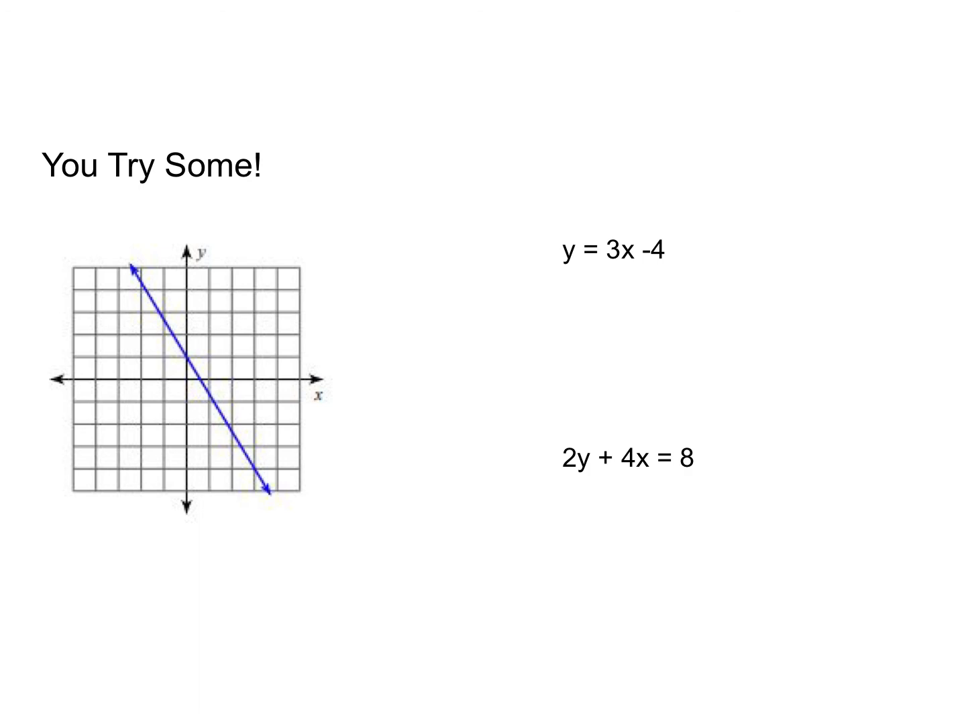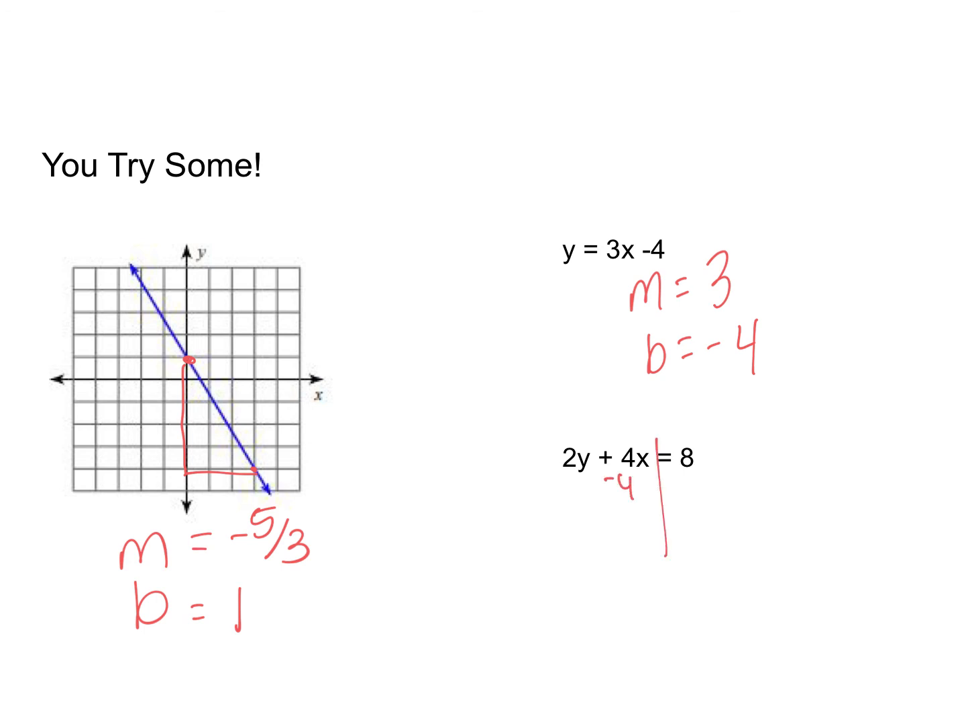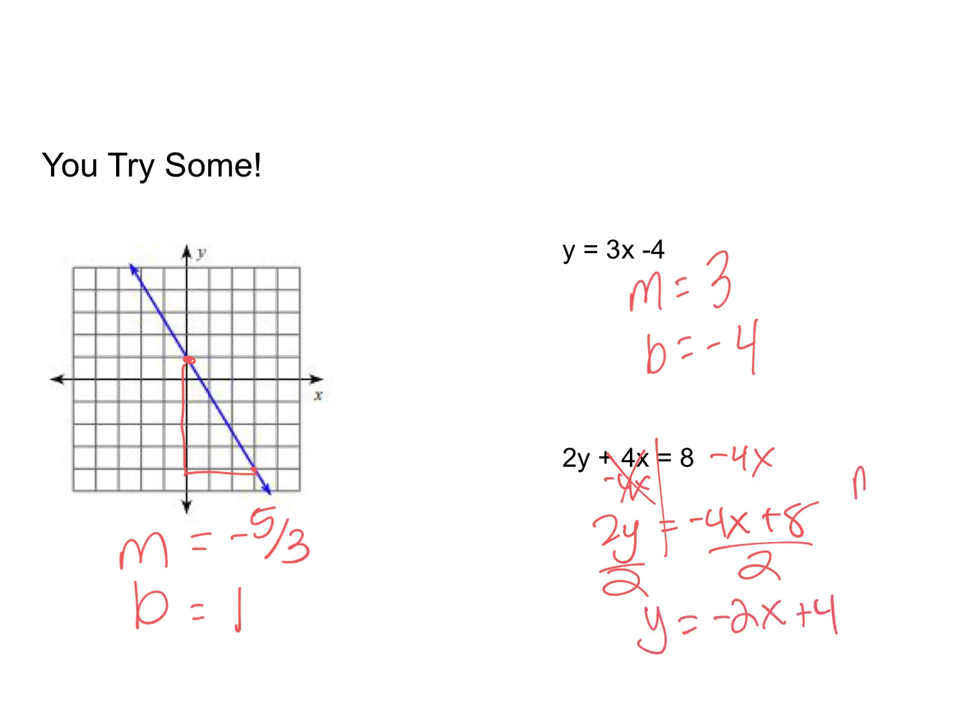All right, so when you worked these out, for this one, you should have gotten an m of -5 over 3 and a b of +1. This one, you got an m of 3 and a b of -4. This one, you had to do a little rearranging. Divide everything by 2. So you got y equals -2x + 4. So your m should have been -2, and your b should have been 4.